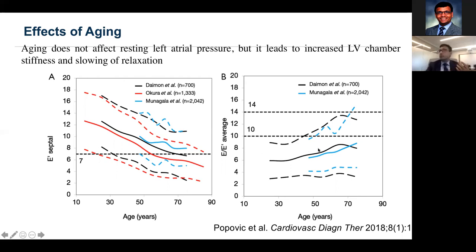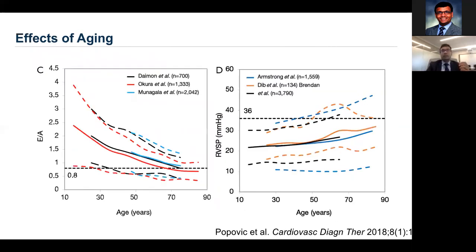Similarly, it has been shown that the E by E prime does increase to some extent with age. However, it typically does not reach the threshold of 14 that has been defined in the guidelines. So if you see in an elderly individual an E by E prime ratio of more than 14, then that typically indicates presence of elevated filling pressure. So it could still be relied upon as a marker of elevated filling pressure.